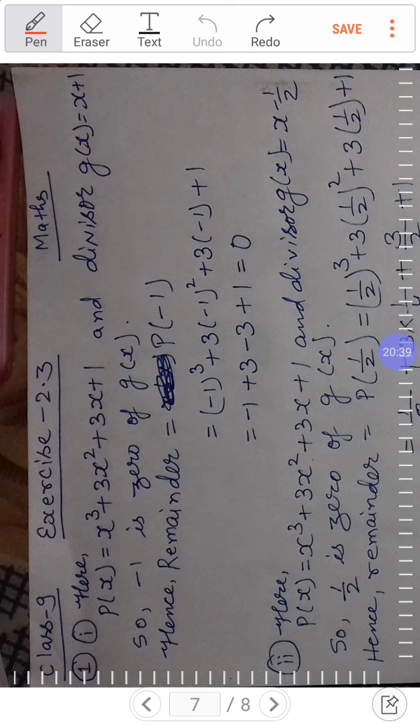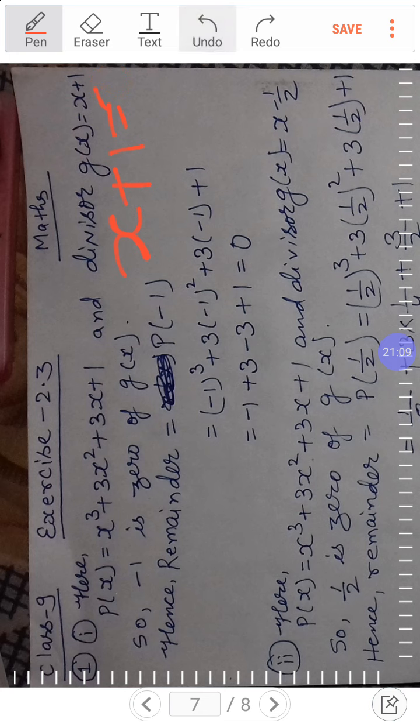So what happened, I had written minus 1 is the zero of g(x), because in place of x when we keep minus 1 then it becomes 0. So you can write directly, or you can equate it like this: x plus 1 is equal to 0. So x is equal to minus 1 is the zero of g(x). That you can also do by writing.